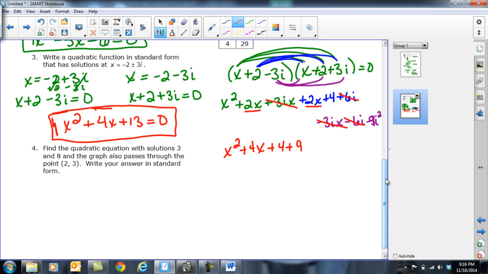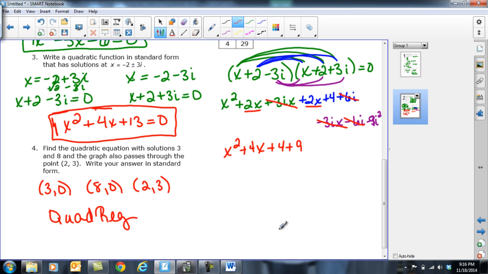Number 4 asks you to find the quadratic equation with solutions 3 and 8, and the graph also passes through the point 2, 3. Well, if I have solutions at 3 and at 8, those are x-intercepts. It's where it crosses the x-axis. So that means my solution is at 3, 0 and 8, 0, and it also passes through this point 2, 3. Well, if I have 3 individual points and I want to know the quadratic this came from, I can use something called quadreg on my calculator to give me the equation.